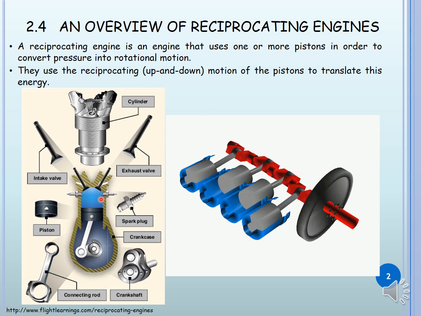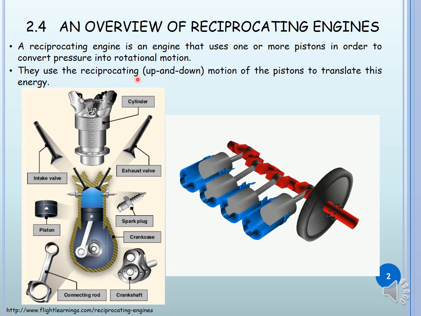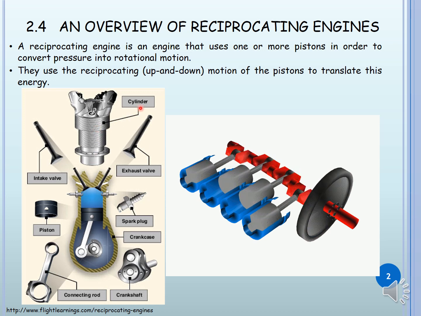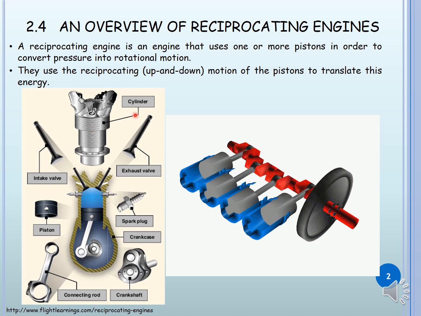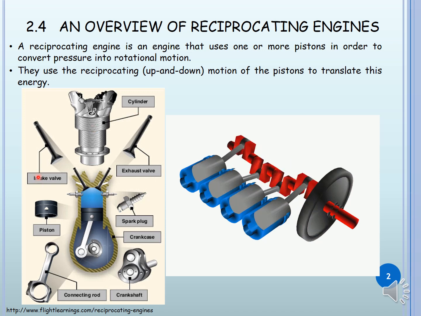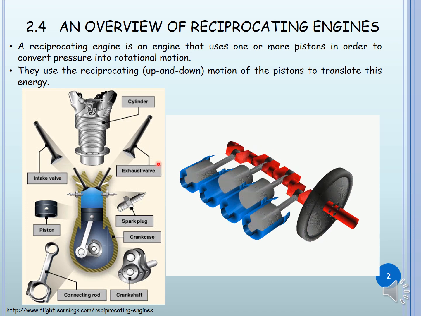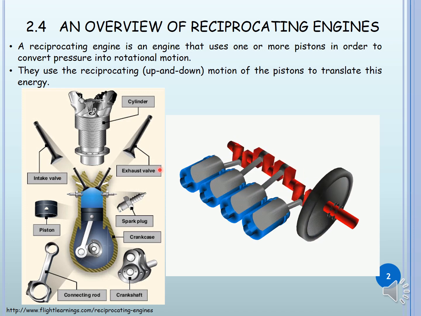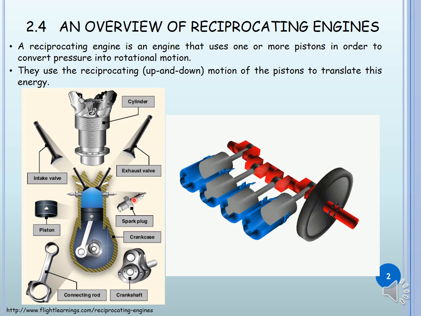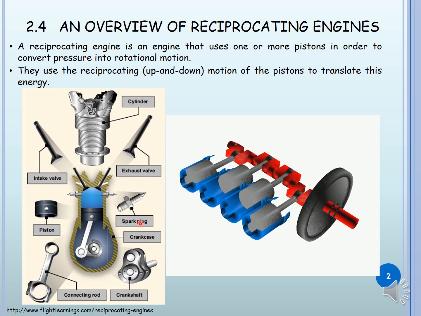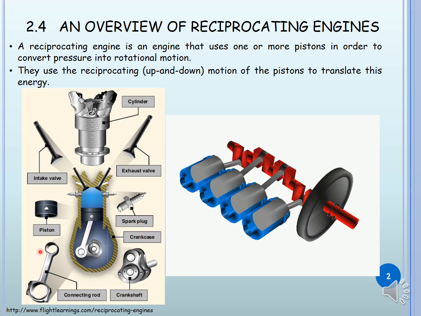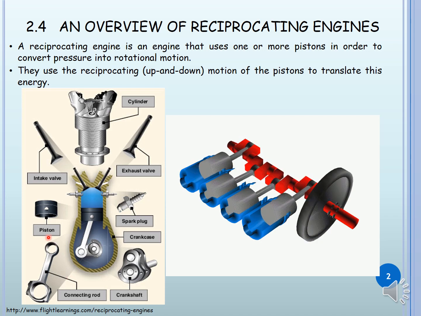So now, can we take a look at this picture, okay? This diagram. We will show you the parts of the reciprocating engine. We have a cylinder, okay? We have the cylinder here. We have the intake valve first, and then we have the exhaust valve, and then we have the spark plug, and then we have the crankcase, we have the crankshaft, and then we have a connecting rod and pistons.